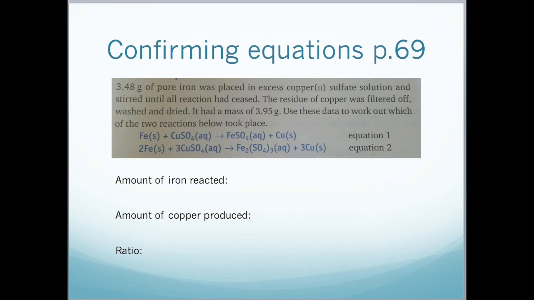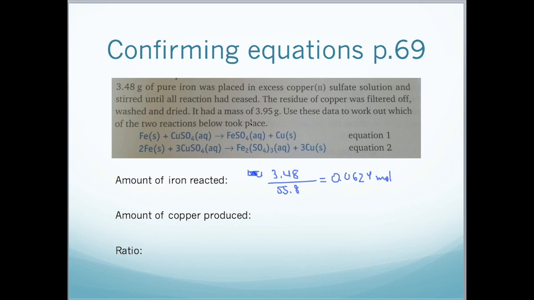So first of all, we need to calculate the amount of iron that reacted. In order to do that, we need to divide the mass, 3.48 grams, divided by the molar mass, which is 55.8 for iron, if you look at the periodic table, which gives us 0.0624 moles.